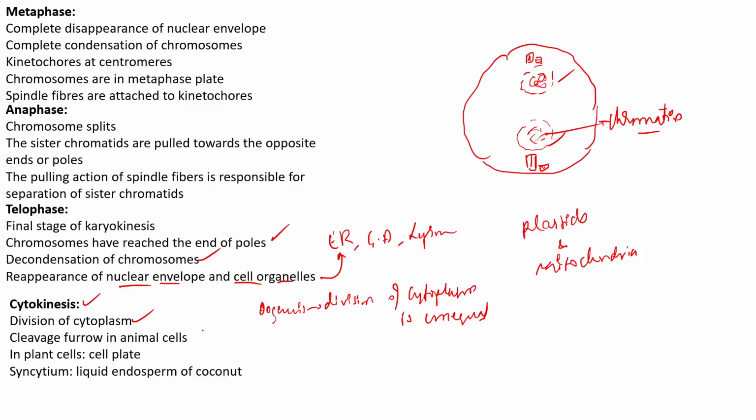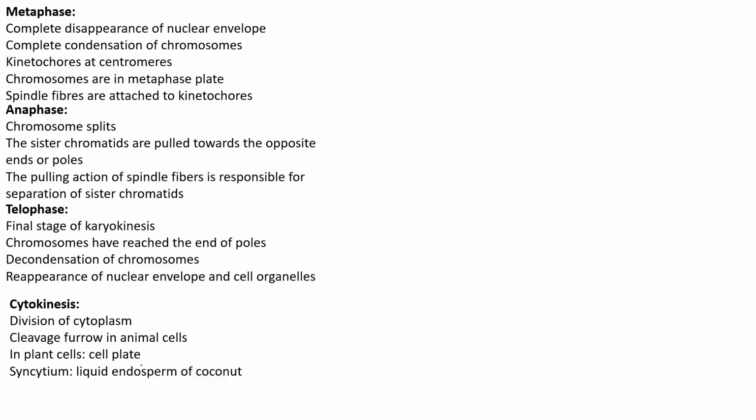Now, in the case of animal cells, it is mainly achieved through the cleavage furrow. And in the case of plant cells, it is mainly with the help of the cell plate, right? In the case of animal cells, a small pit-like structure actually appears. Now, this is the nucleus. And this pit-like structure is called the furrow.